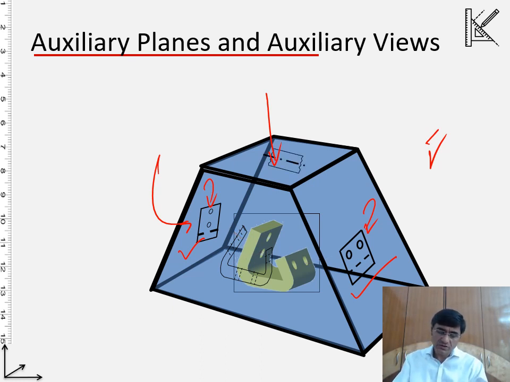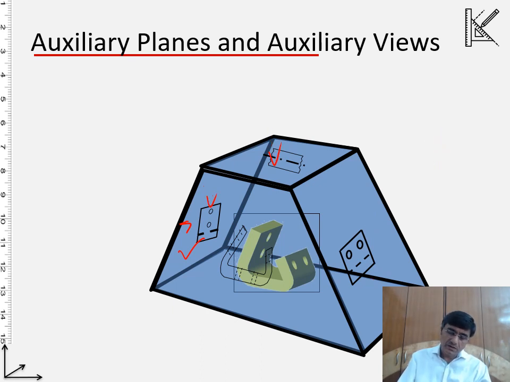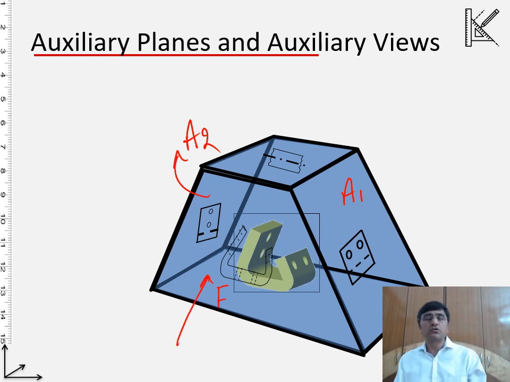Okay, now one more thing that we'll do here, let's understand this. In this case, the auxiliary planes, if this is A1 and over here is A2, and that's my frontal plane F. So what do you notice? F and A1 are orthogonal. Similarly, F and A2 are orthogonal. Okay, just keep that in mind. We'll make use of this concept later.